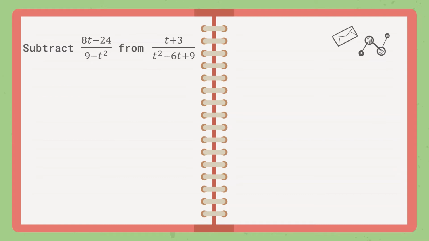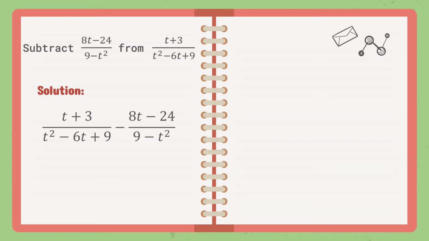Arranging the given, we have t plus 3 over t squared minus 6t plus 9 minus 8t minus 24 over 9 minus t squared. Making the given into similar fractions will be a bit tricky. What we're going to do is, of course, factor the denominators first so we can see what the LCD is.